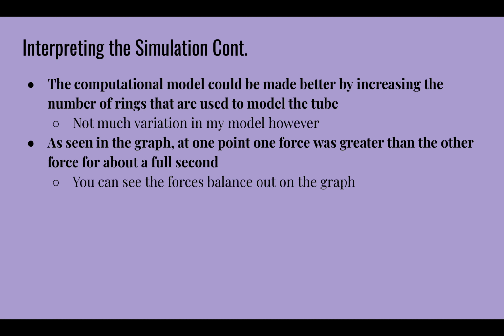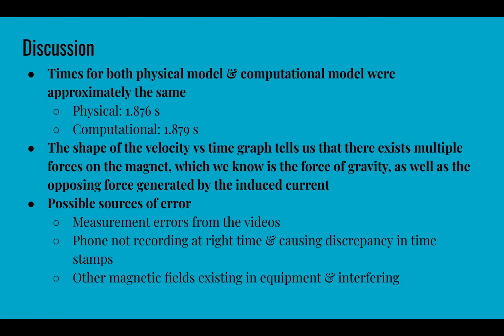Our computational model could be made better by increasing the number of rings used to model the tube, but there's not much variation in my model. As seen in the graph, at one point one force is greater than the other for about a full second, and you can see them balance each other out on the graph. Our times for our physical model and computational model were approximately the same. You can see the values here.